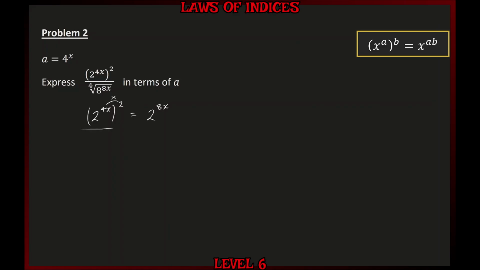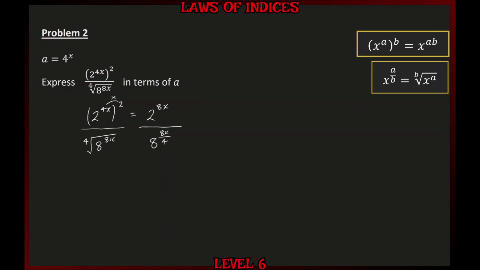Now in our denominator, we have 8 to the power of 8x and the 4th root of that. Now, since we have a power and a root on our 8, we can use this law, which tells us that the denominator can be rewritten using a fractional power, and that the numerator of the fraction is 8x and the denominator is 4. So our denominator becomes 8 to the power of 8x over 4.